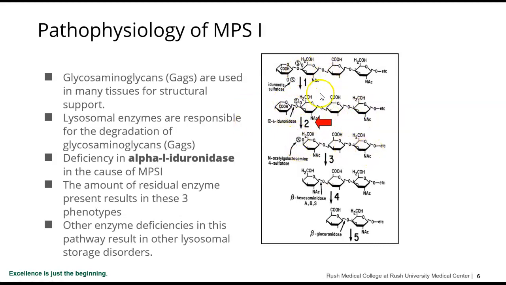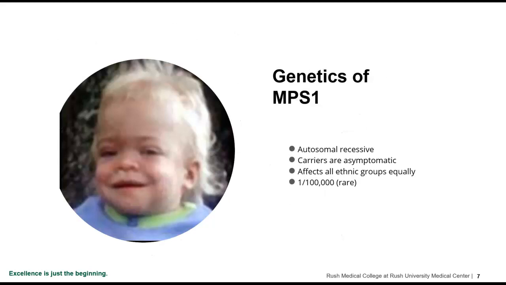So you can see this is getting shorter and shorter. The amount of residual enzyme is what determines if it's Hurler, Hurler-Scheie, or Scheie. So 0 enzyme is Hurler's, maybe 5% is Hurler-Scheie, and maybe 10% is Scheie. So the amount of residual enzyme determines the semantics of what you call it.